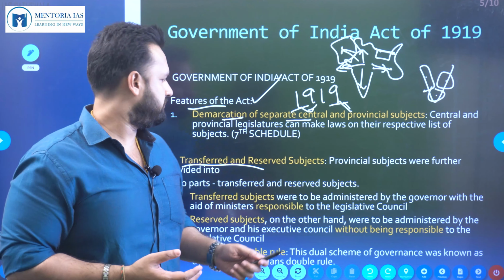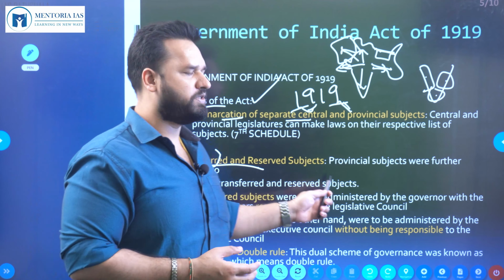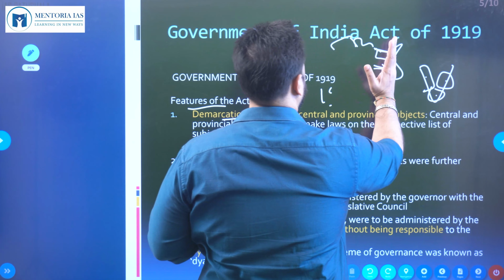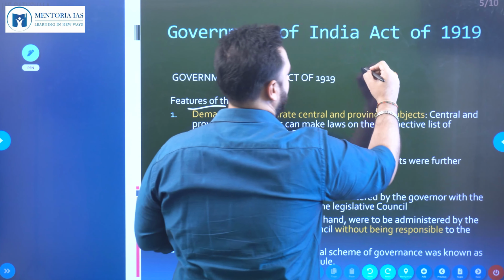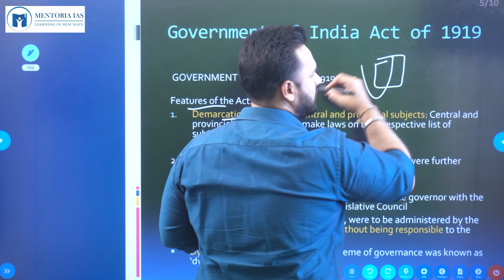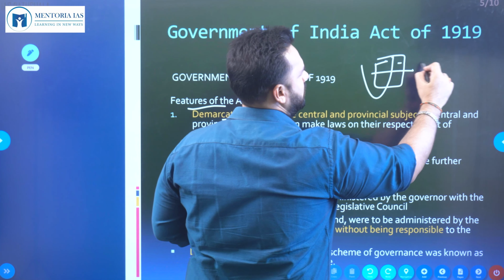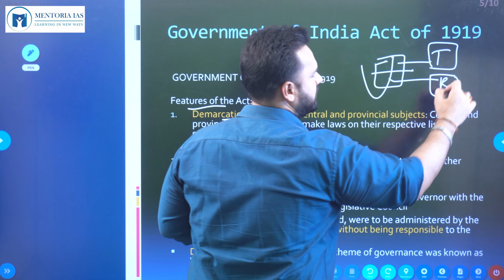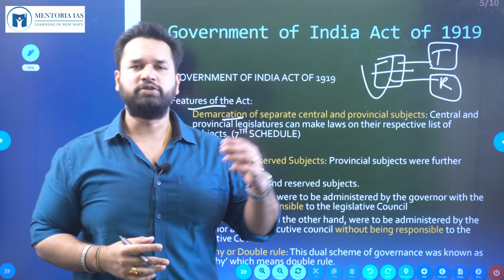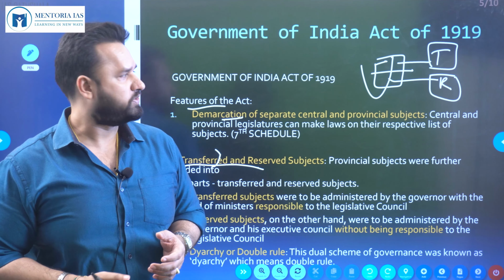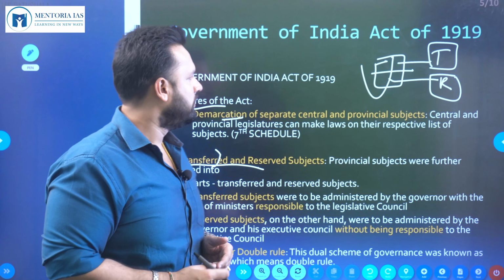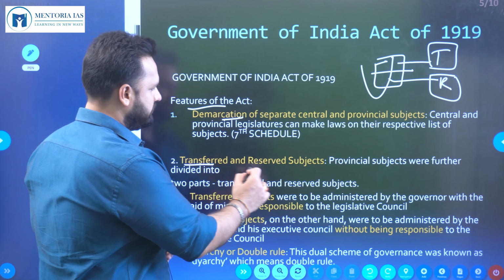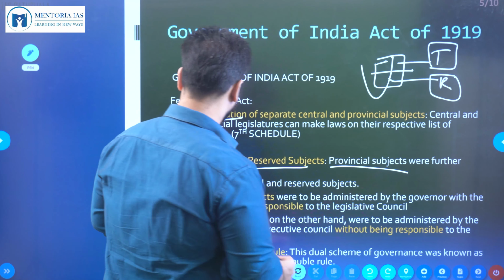Next, what did it do? It divided the subjects in provinces into transferred and reserved subjects. Let's say this is Madras province. Here it said you'll have two kinds of subjects, one is transferred, one is reserved. What is a subject here? For example, municipal administration is a subject. Finance is a subject. Public works is a subject. So this act divided the subjects into transferred and reserved subjects, especially in provinces.